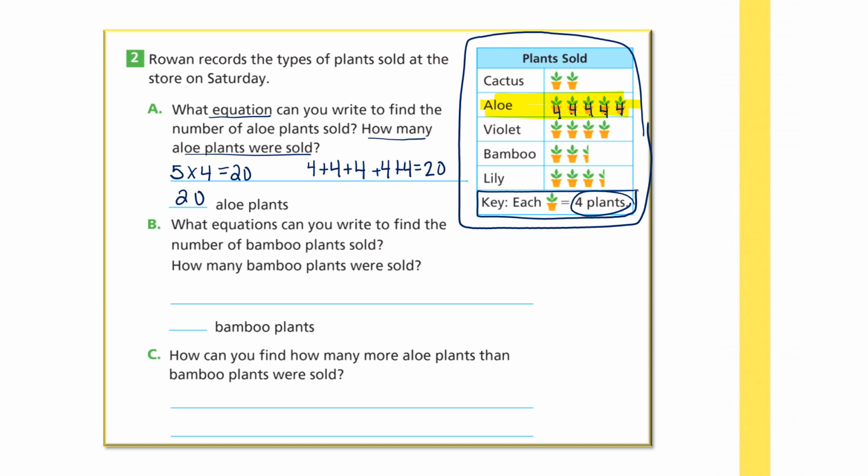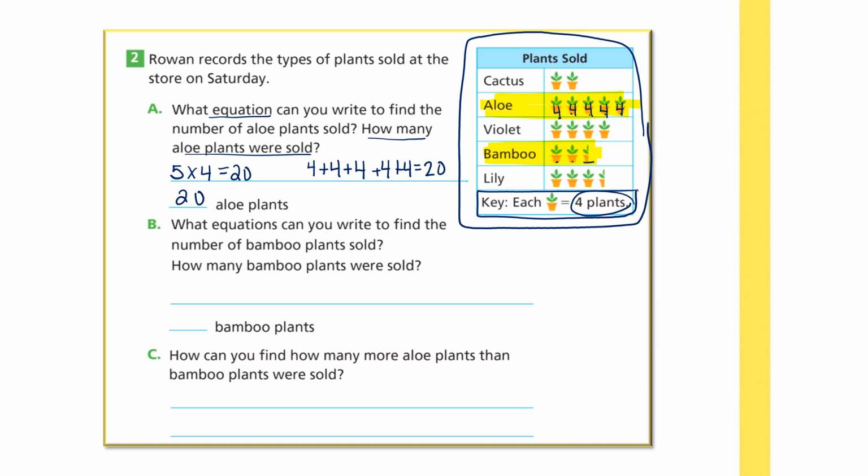Now let's look at B. What equations can you write to find the number of bamboo plants sold? How many bamboo plants were sold? So now I'm going to go ahead and highlight bamboo, and we're focusing on this part of the table. Okay. And let's take a look. I see that I have 2 whole flower pots, 1, 2, but then my third one isn't complete.